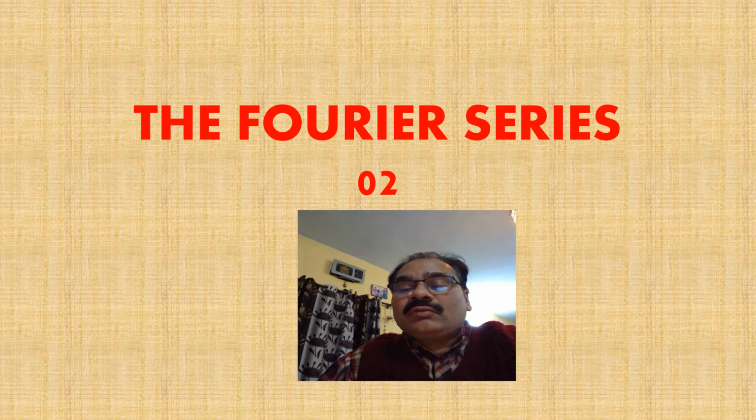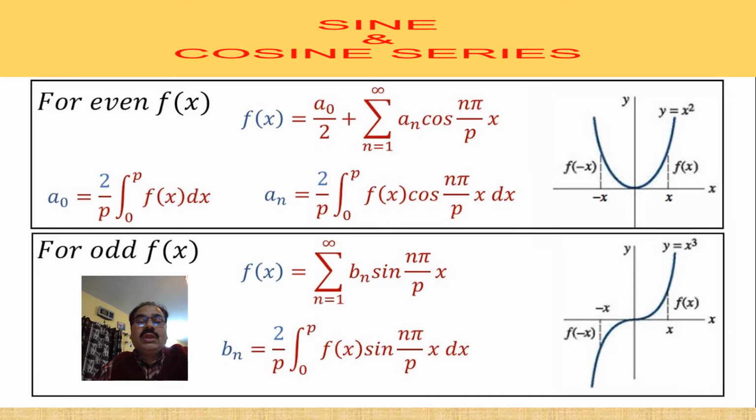So today we will discuss something more in Fourier series. In this connection, first of all, what are the sine and cosine series? For an even f(x), we know the Fourier series may be expressed in the form a naught by 2 plus summation over n equal to 1 to infinity a n cosine n pi over p into x.